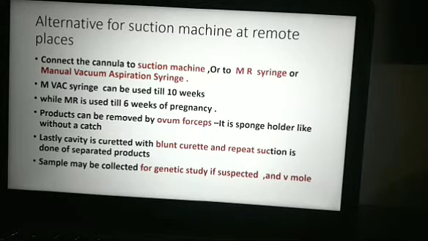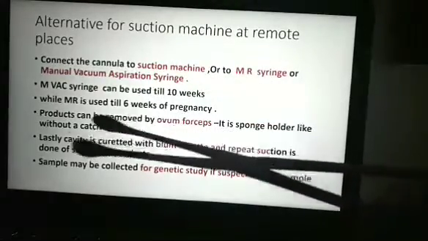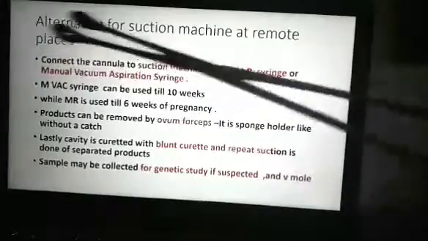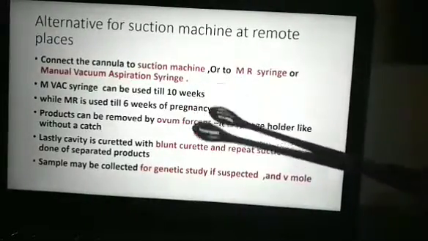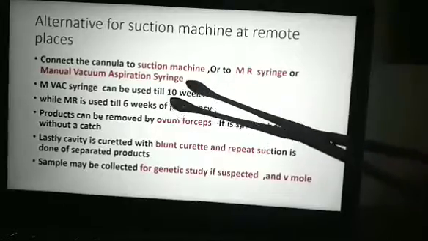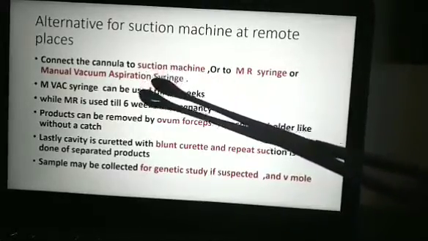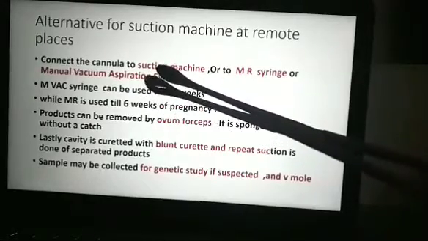For the products which get stuck inside the cannula, in those cases alternative ovum forceps is used. This type of forceps is available. It doesn't have a catch, so observe the tip of the instrument carefully. It is used to remove the placental pieces or leftover pieces during evacuation from the uterine cavity.